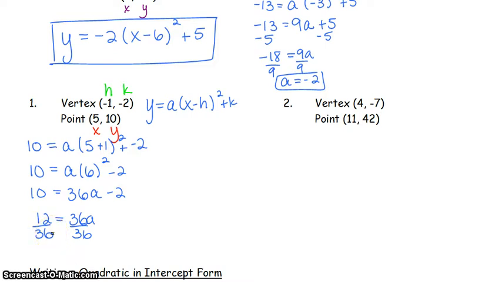Hopefully you did not tell me that your a value is 3. Make sure that you're paying attention to the order in which you're dividing. 12 over 36 isn't 3, but instead it's 1/3.